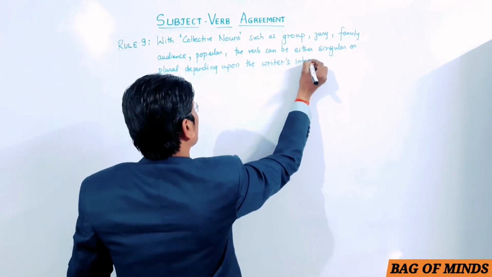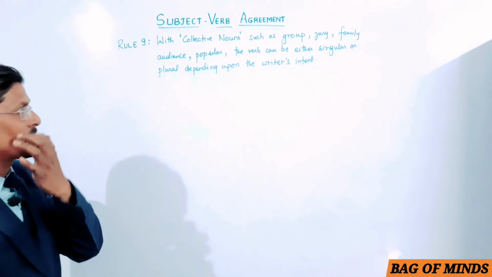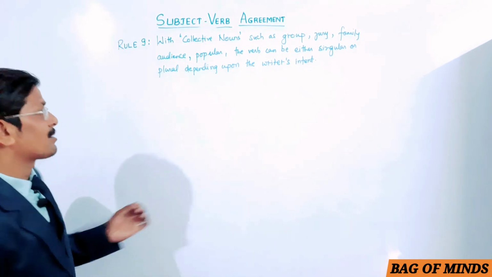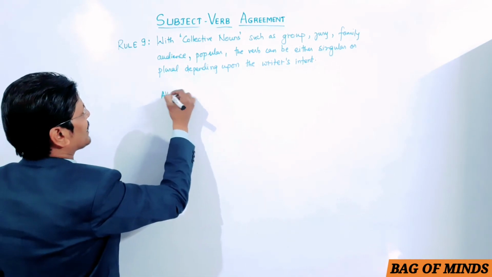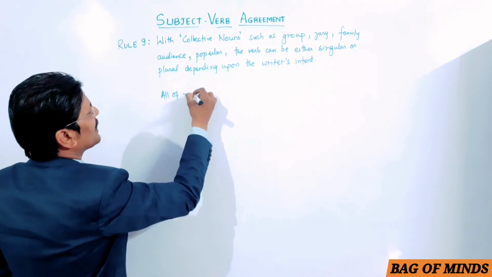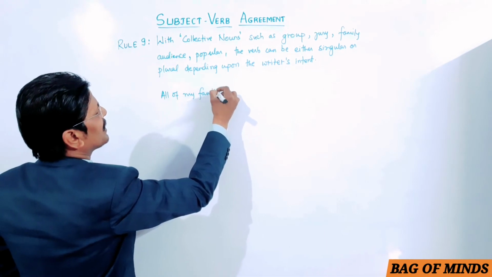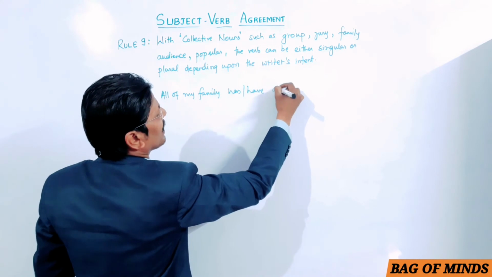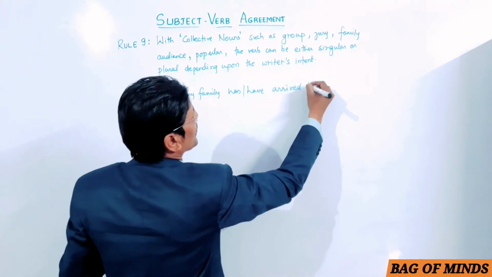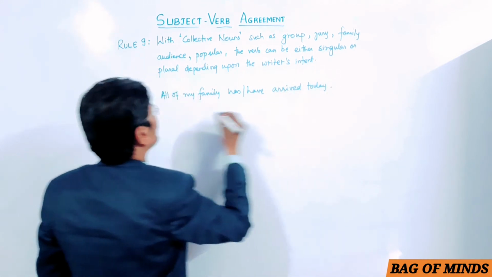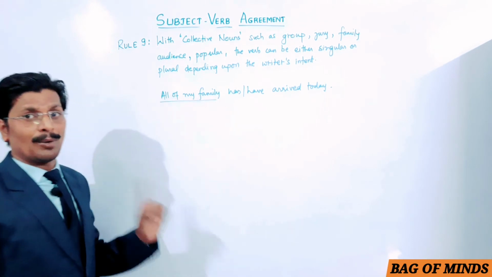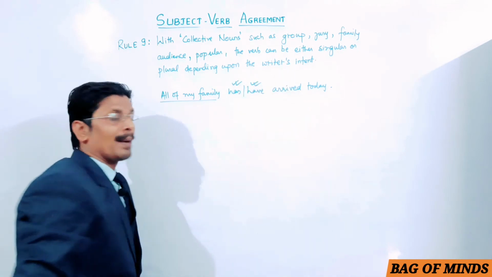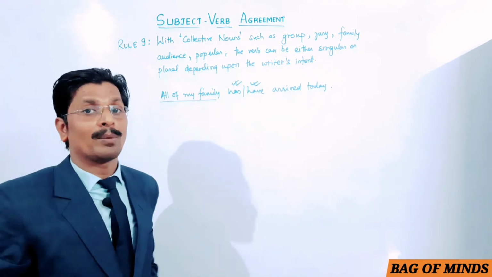What does it mean? It means if the writer wants to use it, they can use it as a singular subject or they can use it as a plural subject. Let me give you an example: all of my family has or have arrived today. So here "all of my family" talks about the group of family, so I can either use "has" or I can use "have." Both of them will be the correct option.